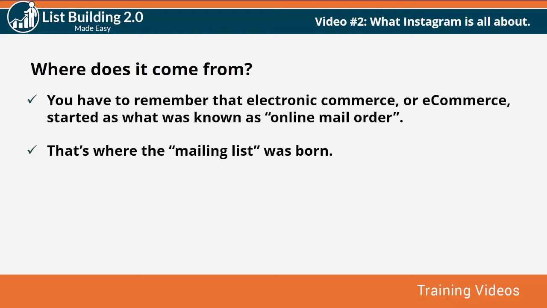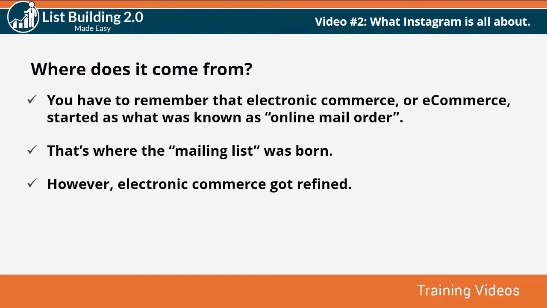Then, they used these mailing lists to send out catalogs and updates to customers. Soon, companies that had something to sell started to operate solely through mail orders, and it remained that way for a long time. However, electronic commerce got refined, and companies started to develop tools that could be implemented into their websites for a streamlined shopping experience, like shopping carts and secure credit card processing systems. That's how mailing lists evolved from a method of doing business online to an online marketing method.